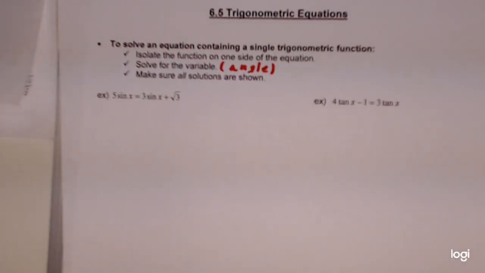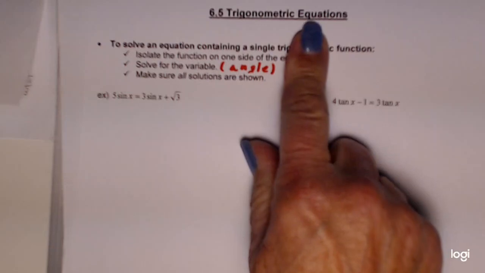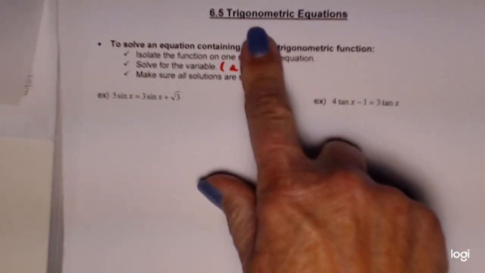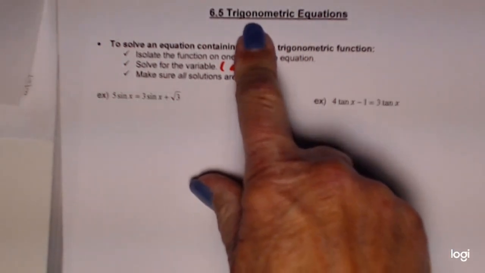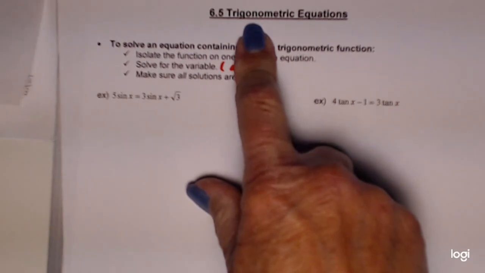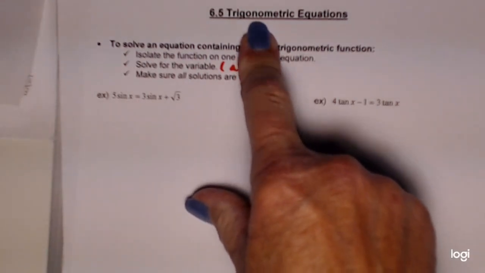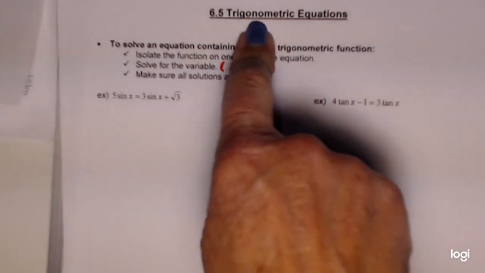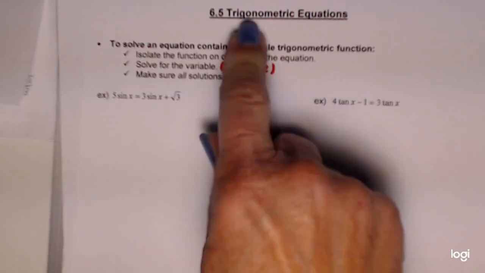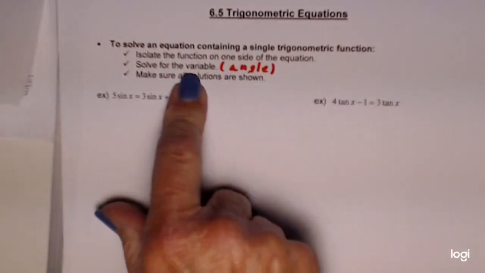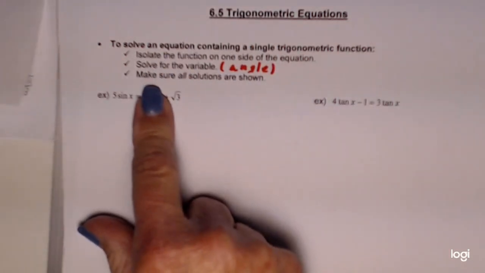Continuing on in chapter 6, we're finally out of the land of all those formulas. We're going to be looking at solving equations. And these equations, no surprise here because we're learning trigonometry, are going to be trigonometric equations. In other words, equations that have our trig functions, sine, cosine, tan, and so forth in them. So in your notes here, I put down the general steps for these.